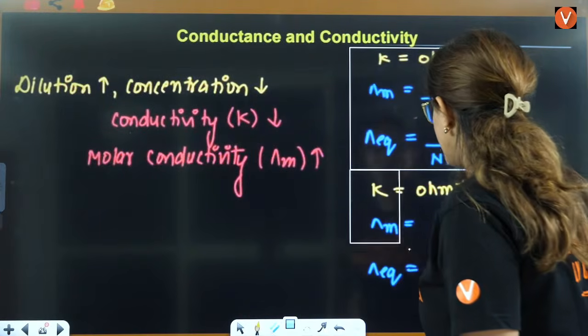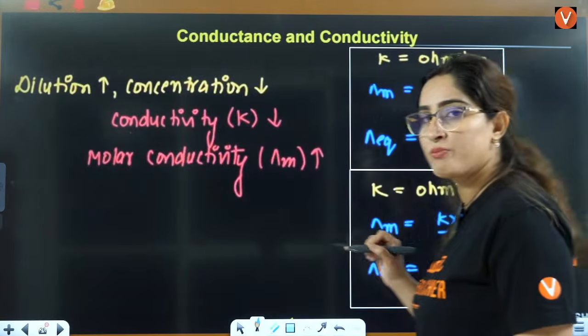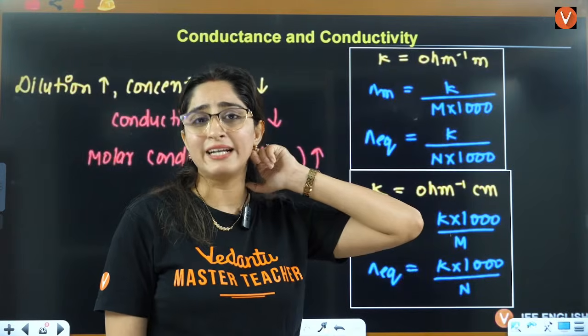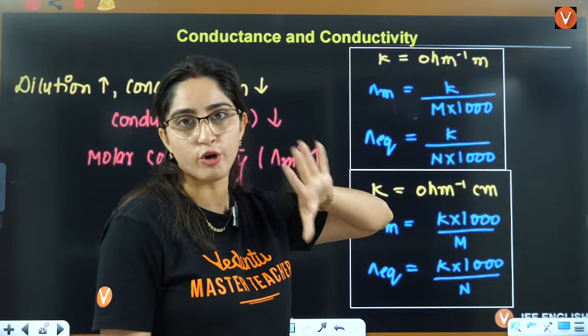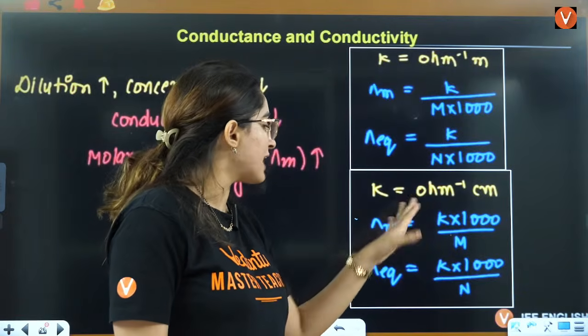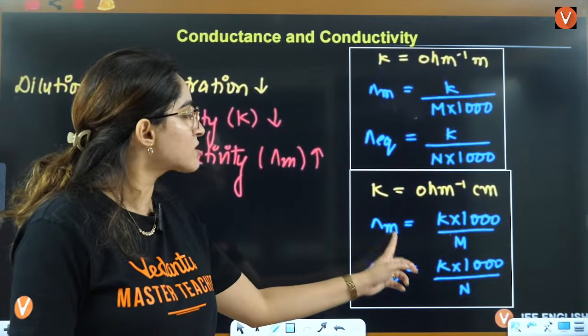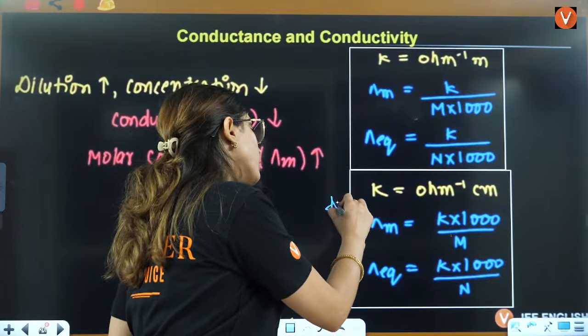You will do solutions here, right? We are not talking about big objects in chemistry. So kappa will usually be given in centimeter, but if it is given in meters, then 1000 will be multiplied in the denominator. If it is given in centimeter, then it will be multiplied in the numerator. So molar conductivity is kappa into 1000 by molarity. This is the standard one you will use.